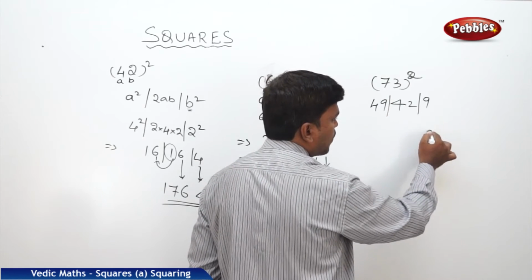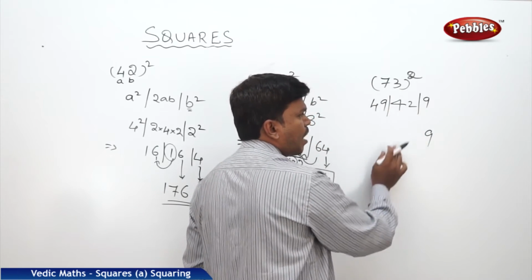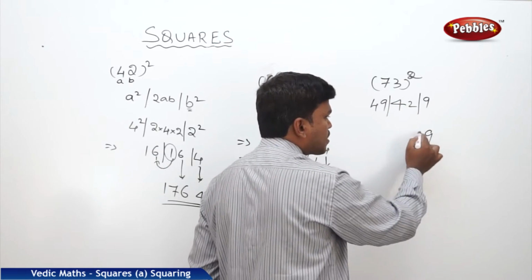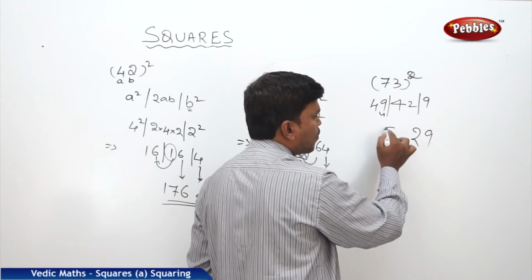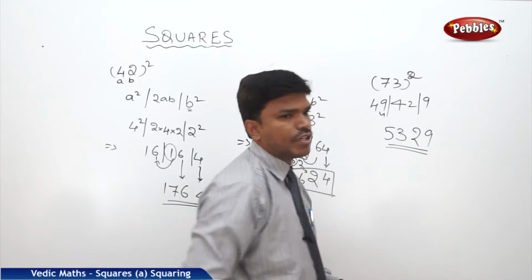Start balancing. There is only one digit. Drop it as it is. In this part there are 2 digits. So drop the ones place and carry the remaining. 49 plus 4, 53. So what is my answer? 5329.